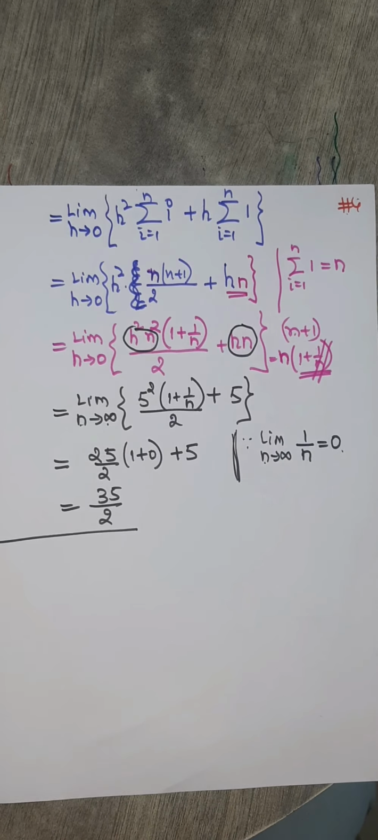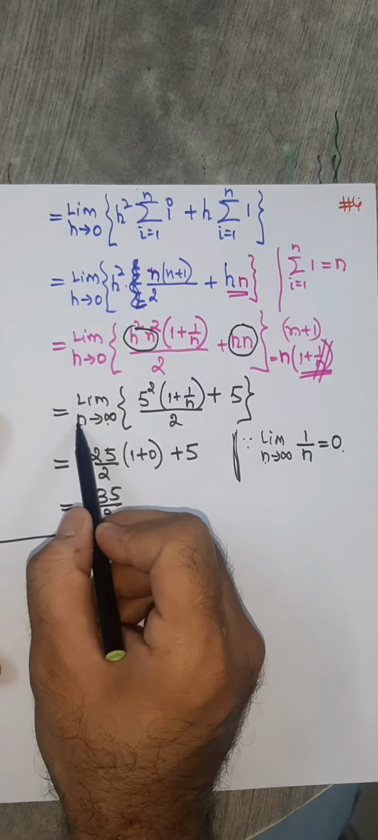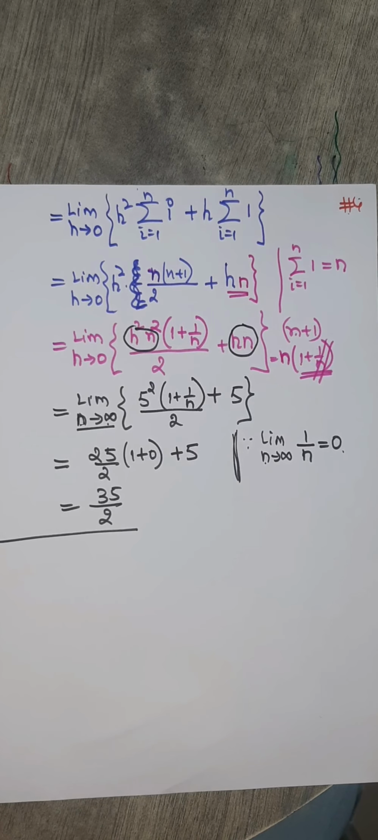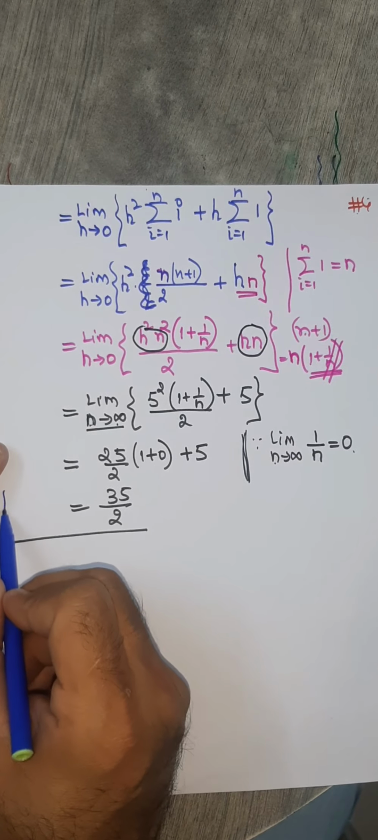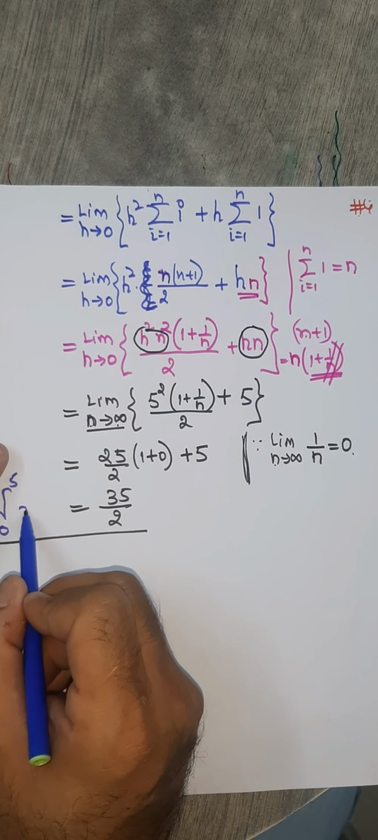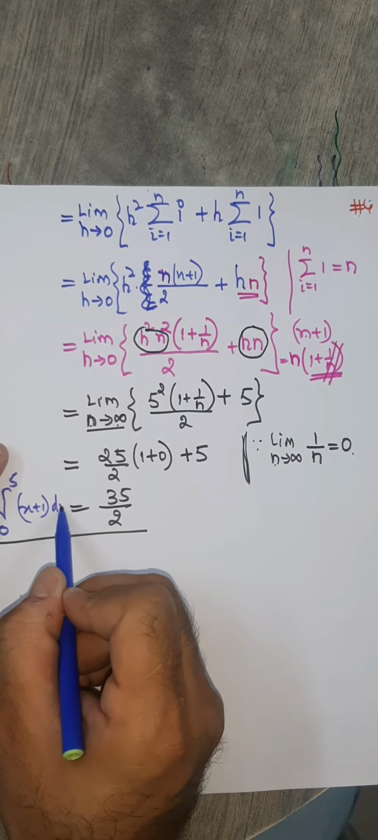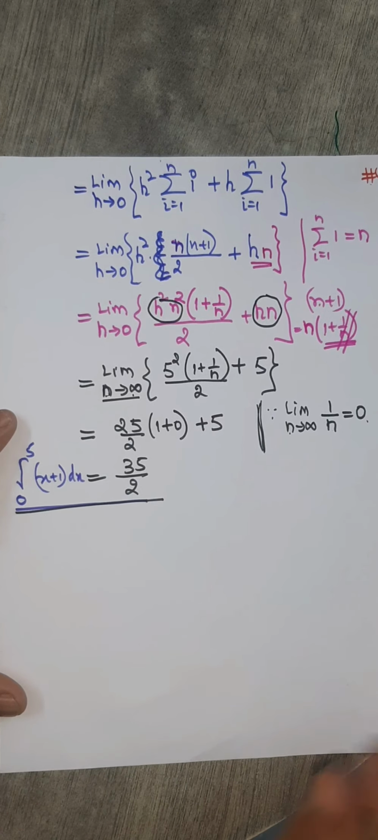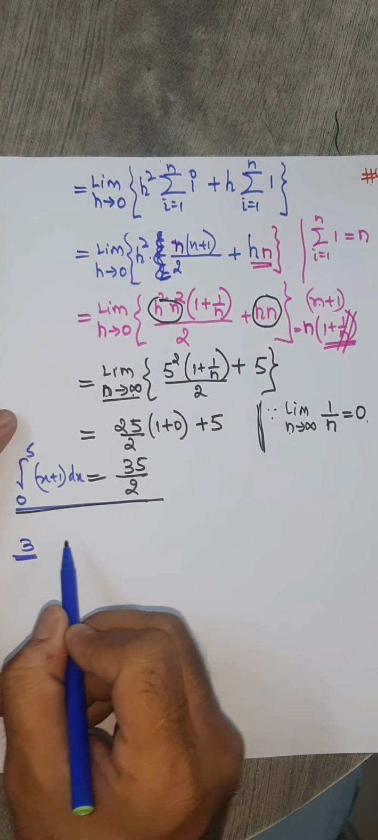This is the way you need to do it. I could have written n tends to infinity from the beginning also, remember. It makes no difference. You can write tends to infinity from the beginning, or you can change it anywhere if required. So this is the value of the integral. The integral was from 0 to 5, x plus 1 dx. You can do it directly also, but here we did the limit of a sum. I'll go to question number 3 here.